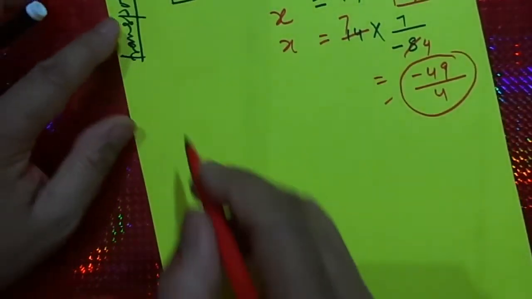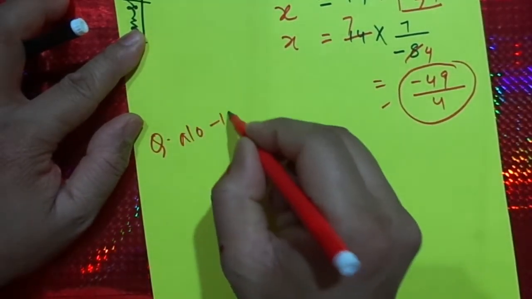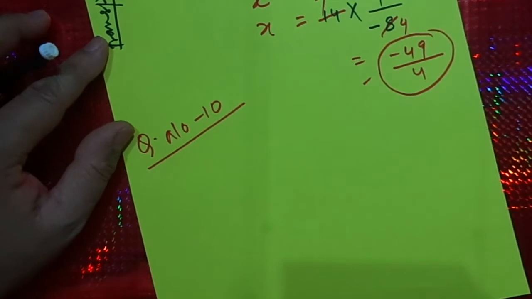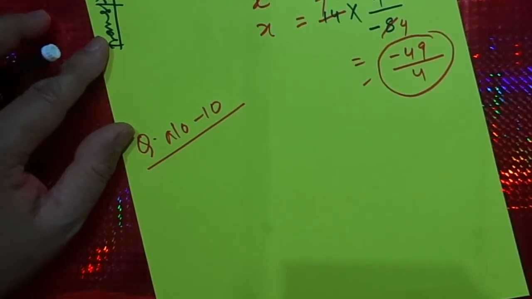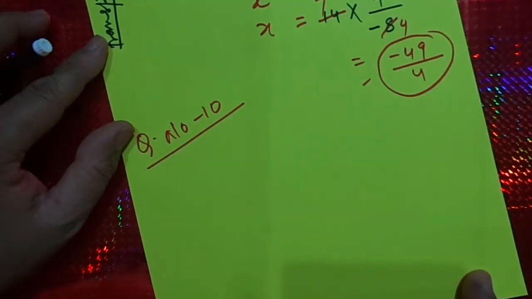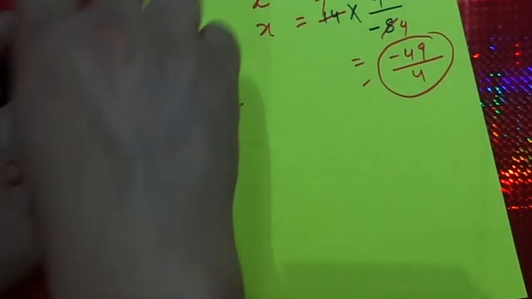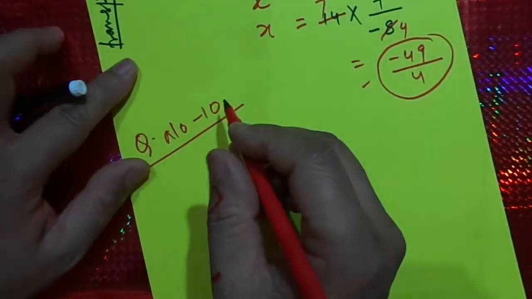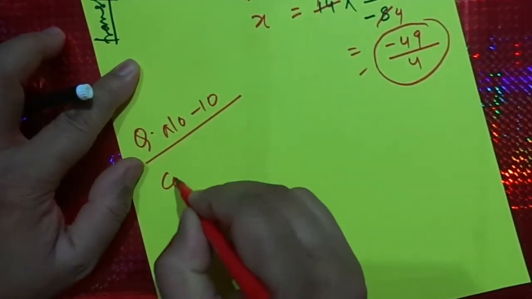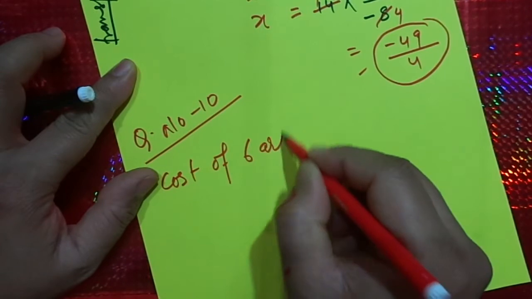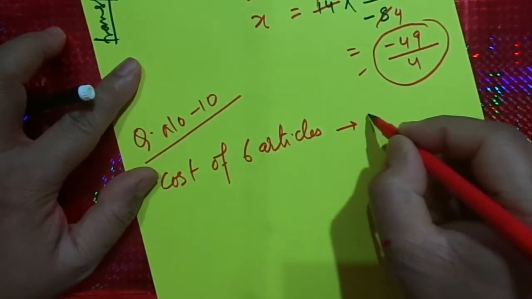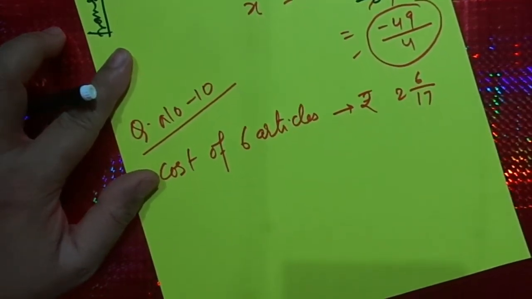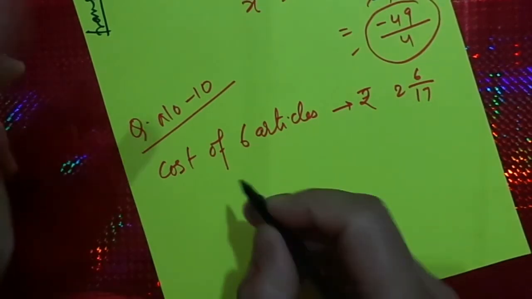Let's come to question number 10. And I find that it is somewhat easier than question number 8 or question number 9. When you are talking about question number 9, it is just the reverse, but in question number 10 we have the cost of 6 articles. They have already given you the cost of 6 articles as rupees 26 by 17. Now find the cost of one article.